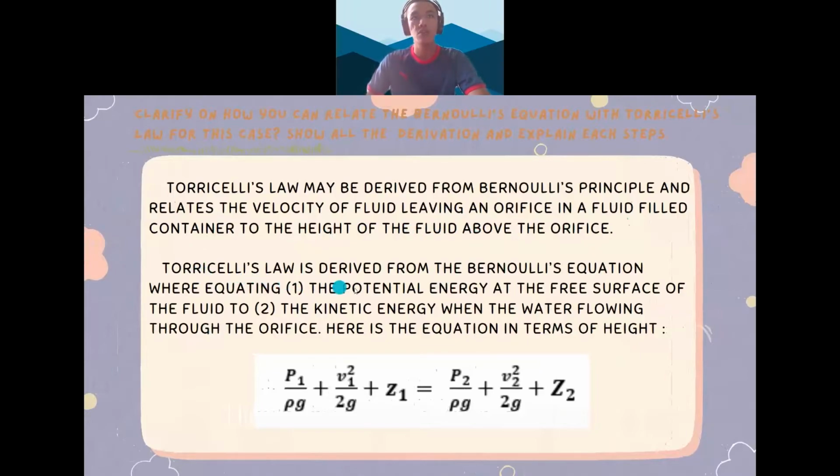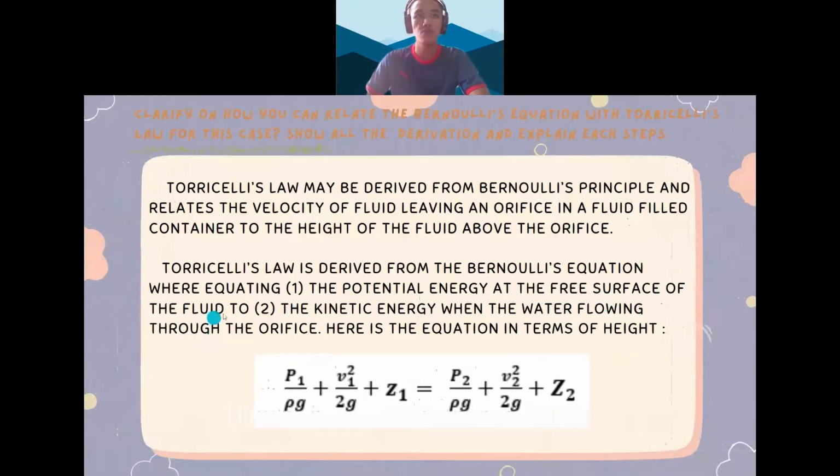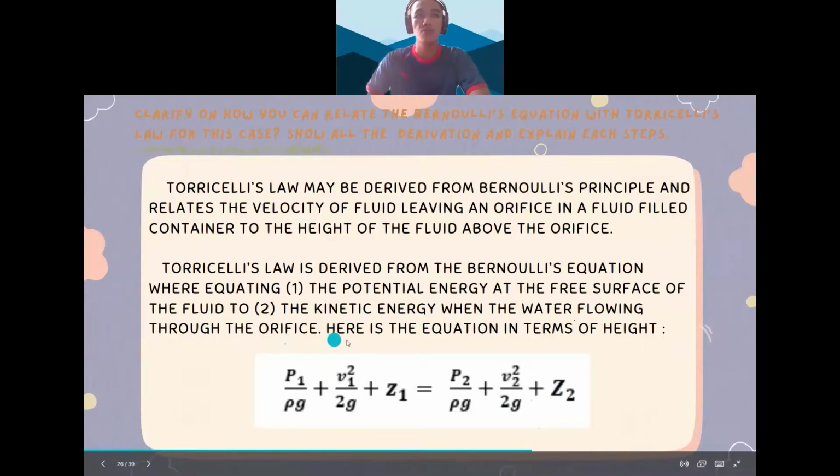Torricelli's law is derived from Bernoulli's equation, where equation 1 is the potential energy at the free surface of the fluid, and equation 2 is the kinetic energy when the water flows through the orifice. Here is the equation in terms of height. This is equation 1 and this is equation 2.